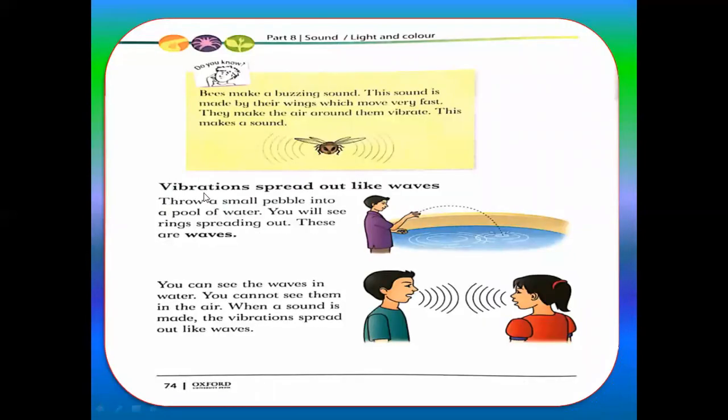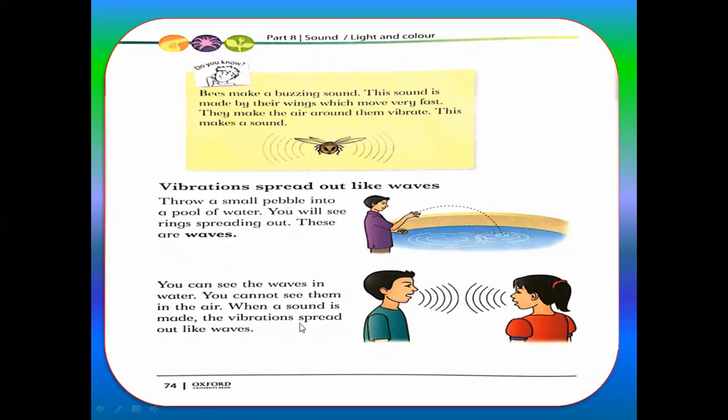Next is: vibration spreads out like waves. You can see here this is a pool of water. What happens when you throw a small pebble or small ball or anything into the water? You can see rings produced in the water. Now what are these rings actually? These rings are the waves spreading out.